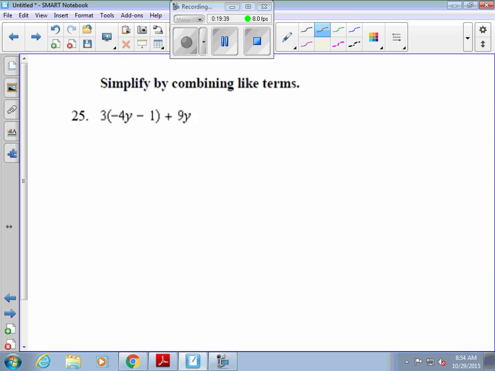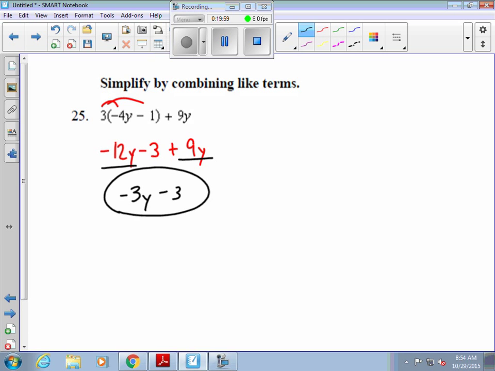25 says 3 times negative 4y minus 1 plus 9y. You have to distribute. 3 times negative 4y is negative 12y. 3 times negative 1 is negative 3, plus 9y you still have. Combine your like terms, negative 12y and positive 9y, negative 3y. You still have minus 3 up there. Can't put these two together because they're not like terms. Negative 3y minus 3.